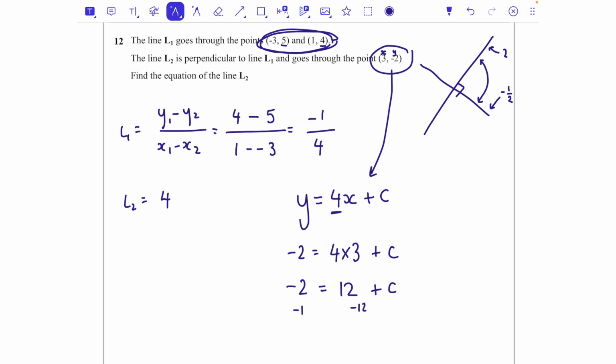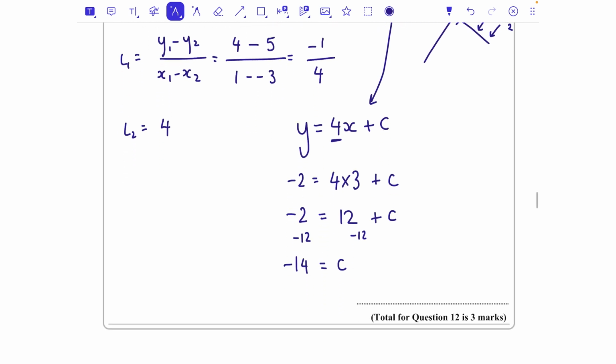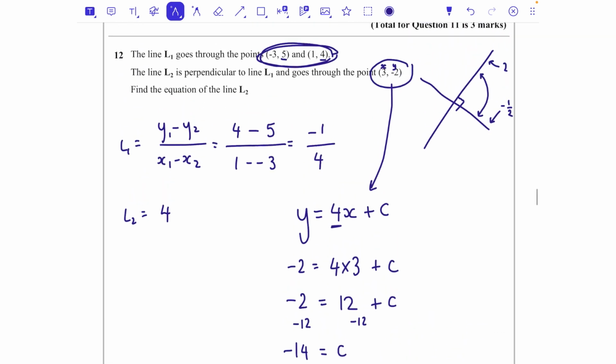Taking 12 away from both sides, we can see that c is going to be -14. So the equation of line 2 is y equals 4x minus 14. That is the equation of the line.